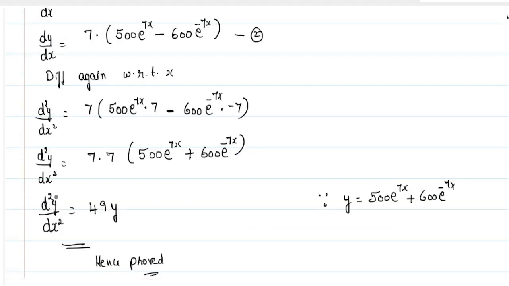So d square y by dx square is equal to 7 into 7 is 49, and we know that y equals 500 into e raised to 7x plus 600 into e raised to minus 7x. This is given in the question. So we are replacing this by y. So d square y by dx square equal to 49y. Hence proved.